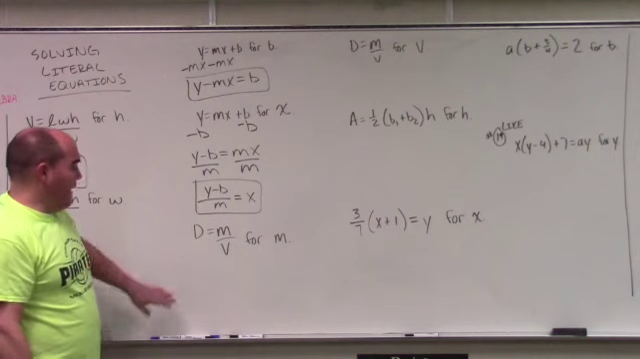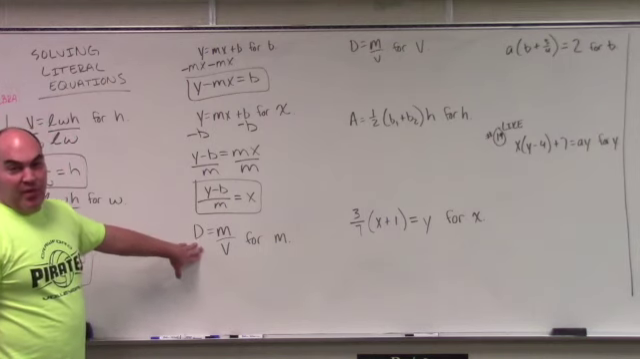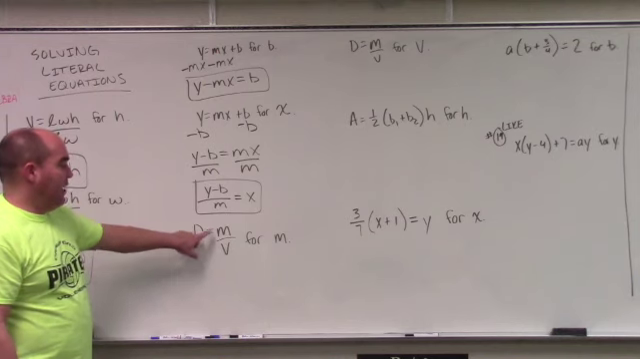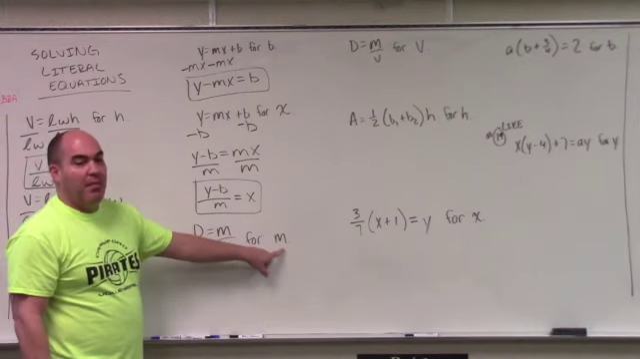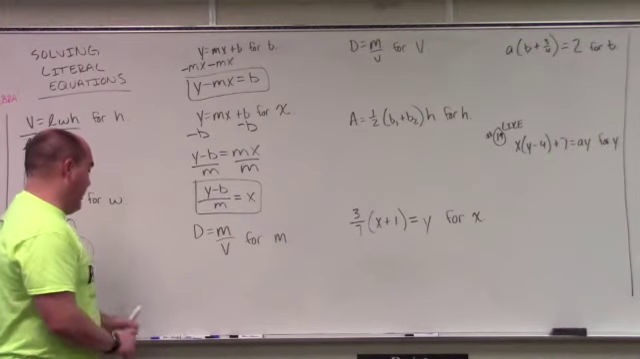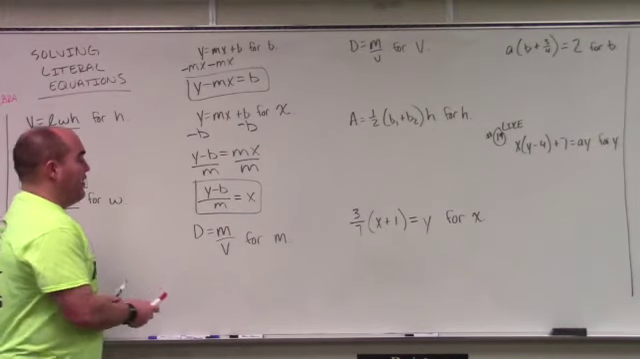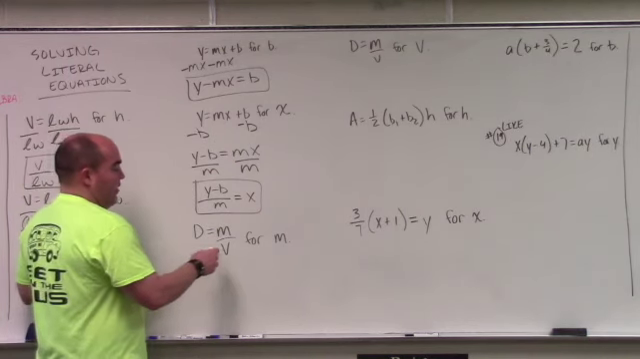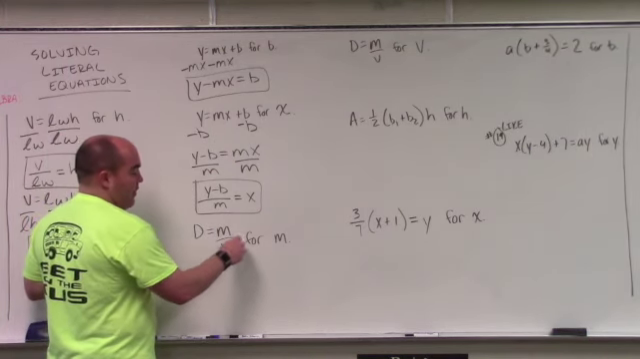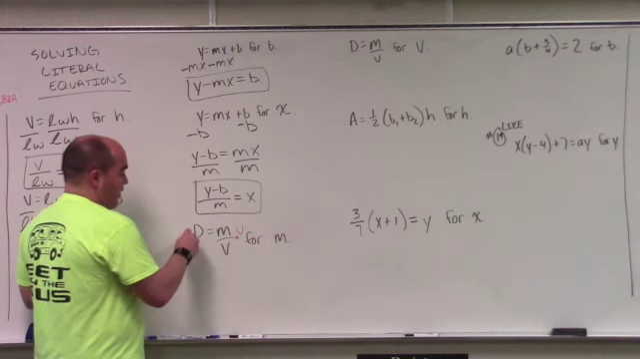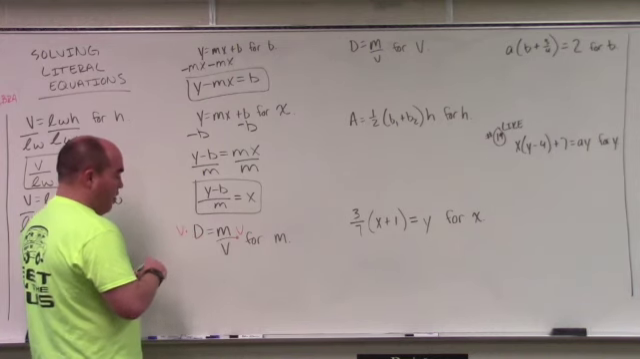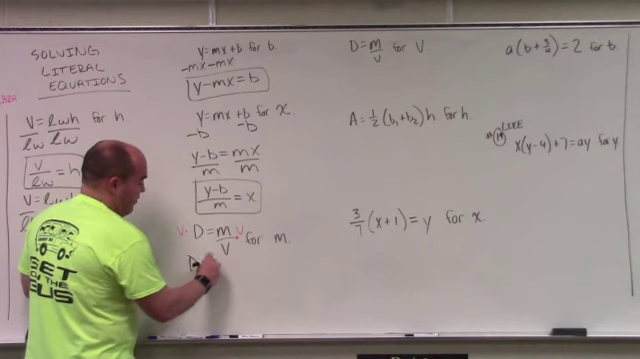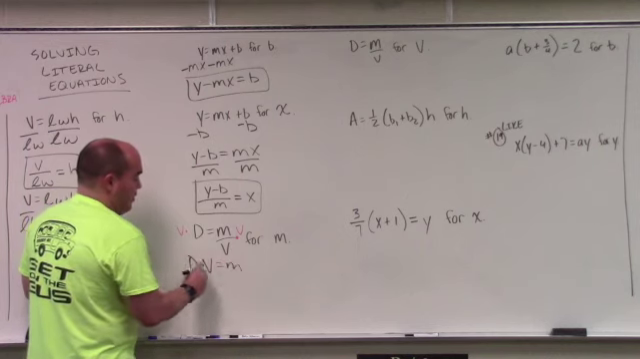Now, I've got this density formula here. Density equals mass over volume. If they want me to solve it for mass, then this becomes fairly simple because I've got mass divided by volume. So to move the volume to the other side, if it's divided by volume, then I want to multiply by the volume. So I get density times the volume equals the mass.